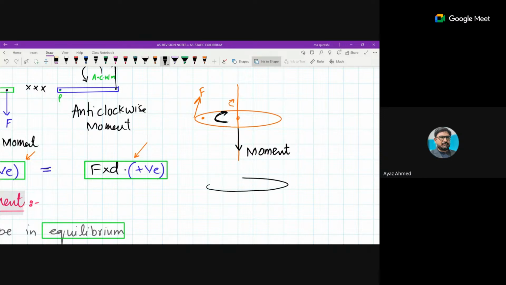But in the same way, if the body is under a force which is causing it to rotate in an anti-clockwise rotation, then again you will apply your grip on the body, with the curling of the fingers. So the curling of the fingers is anti-clockwise, and what would the thumb be pointing? The thumb will be pointing upward, isn't it? That is why it is called positive.